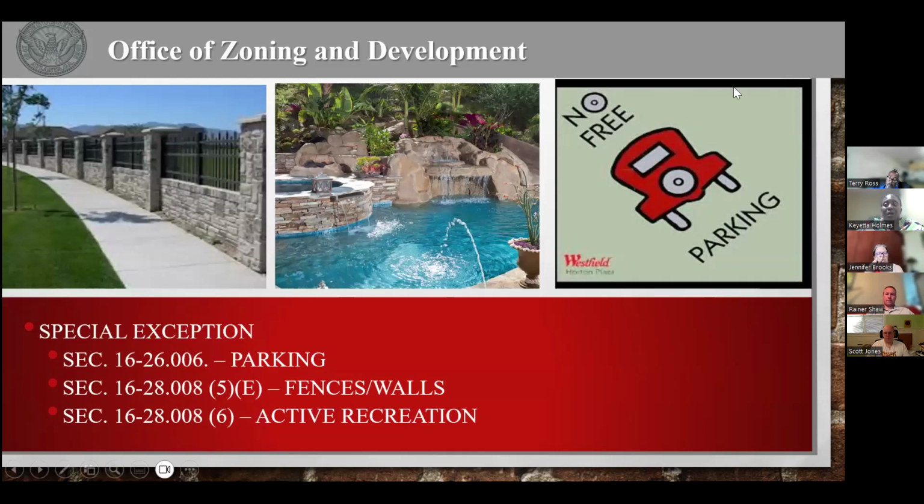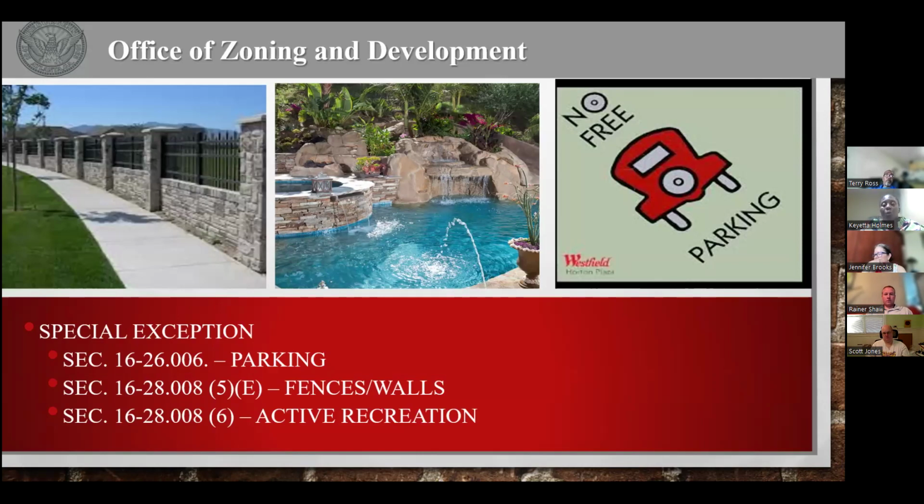Special exceptions are related to parking, fences and walls, and active recreation. Specifically, someone may be looking for a reduction in parking, and they would apply for that via a special exception. They would be asking for an increase in the height of the fence or a wall from what is required in Chapter 28. Or they could be asking for relief from active recreation.